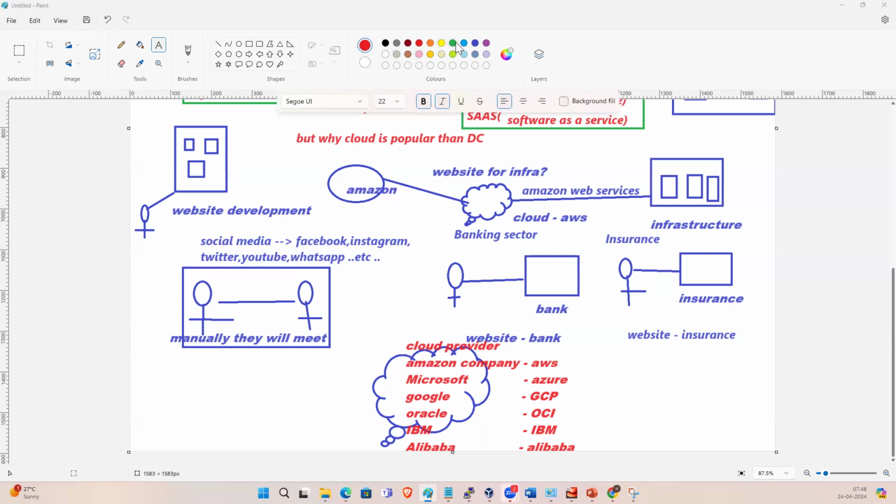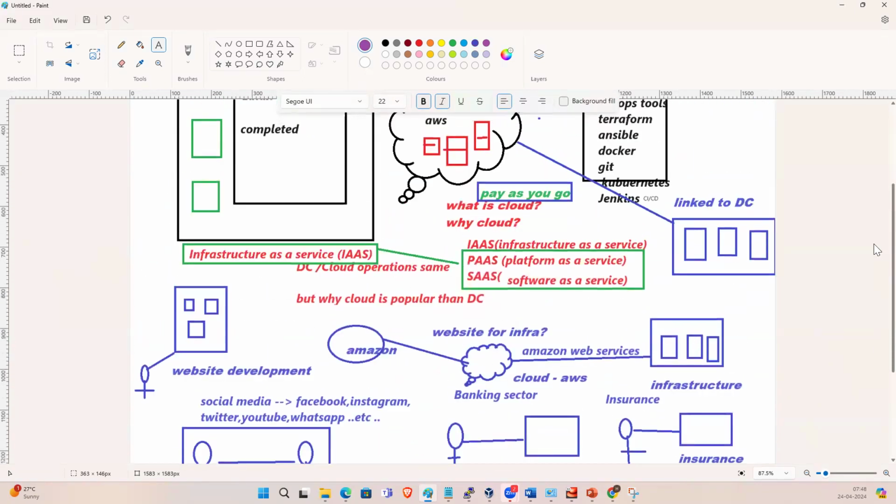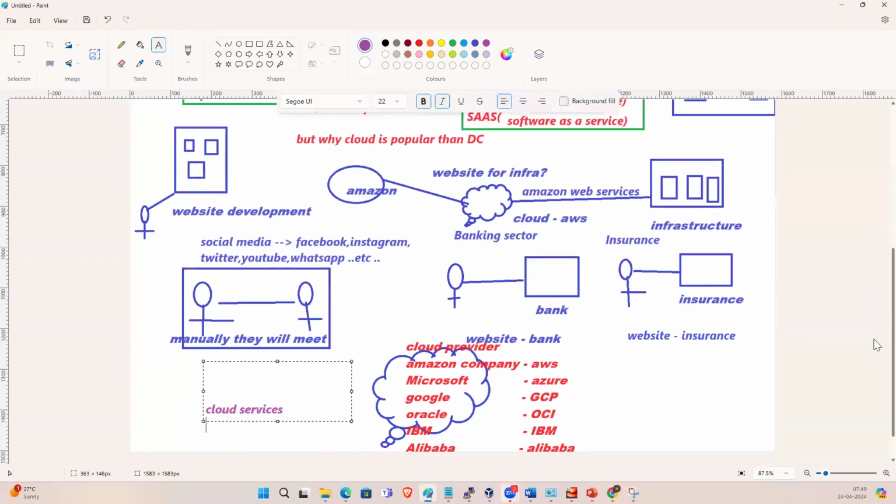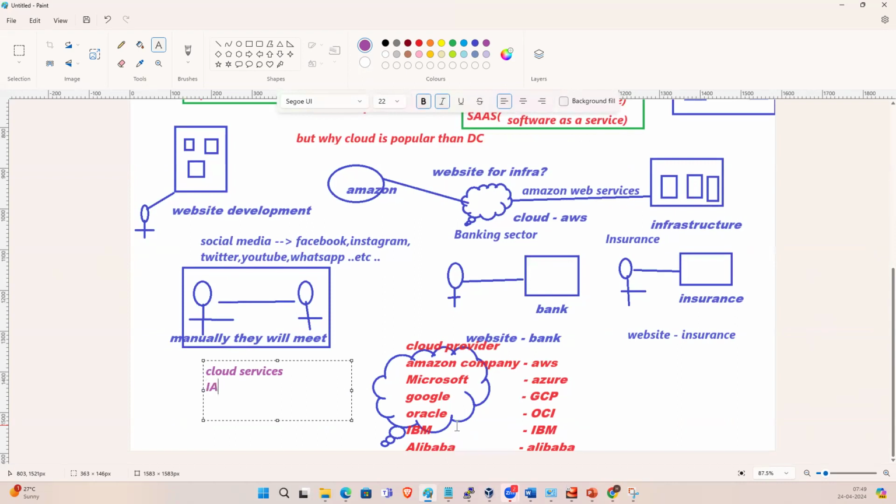What are the cloud services, guys? So what services does the DC provide? Infrastructure. The DC provides infrastructure as a service. Very good, guys. You are on the right track.